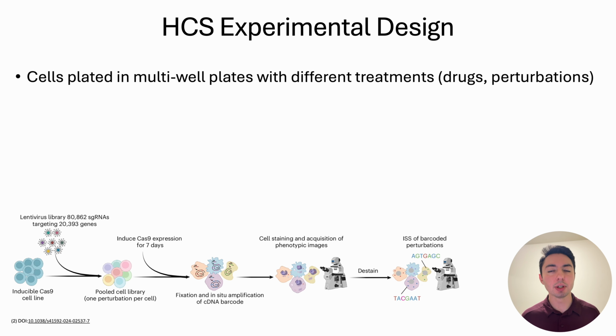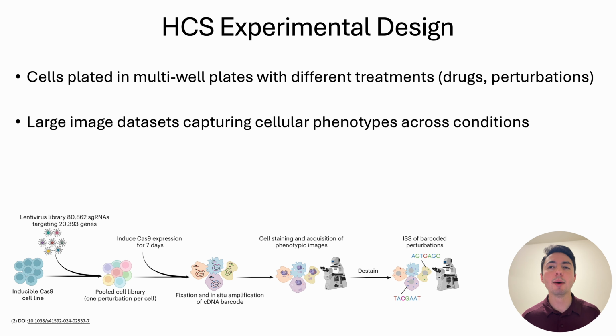After treatment, in some cases, cells can be imaged live, but most commonly the cells are fixed and stained with fluorescent labels, and then automated microscopes capture images across all wells in multiple fluorescence channels, and sometimes across multiple focal planes as well, creating what is known as a Z-stack. The result is a large collection of images, essentially a data set of cellular snapshots under many different conditions. As I mentioned before, the key idea is that images contain far more information than a single measurement.